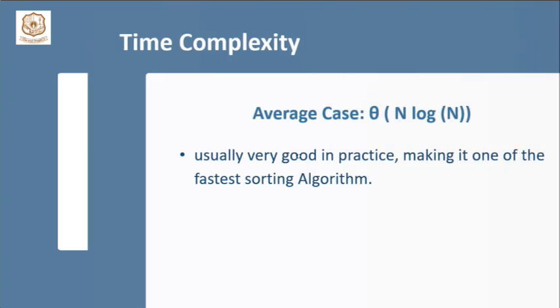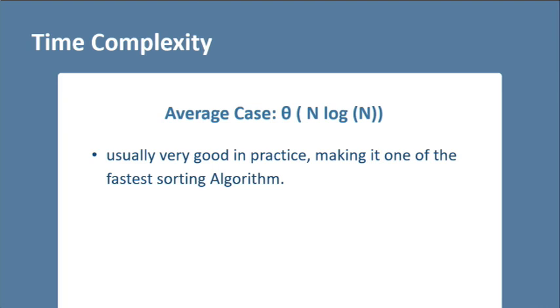Second one, average case, is theta of n log n. Quick Sort's average case performance is usually very good in practice. It makes it one of the fastest sorting algorithms.